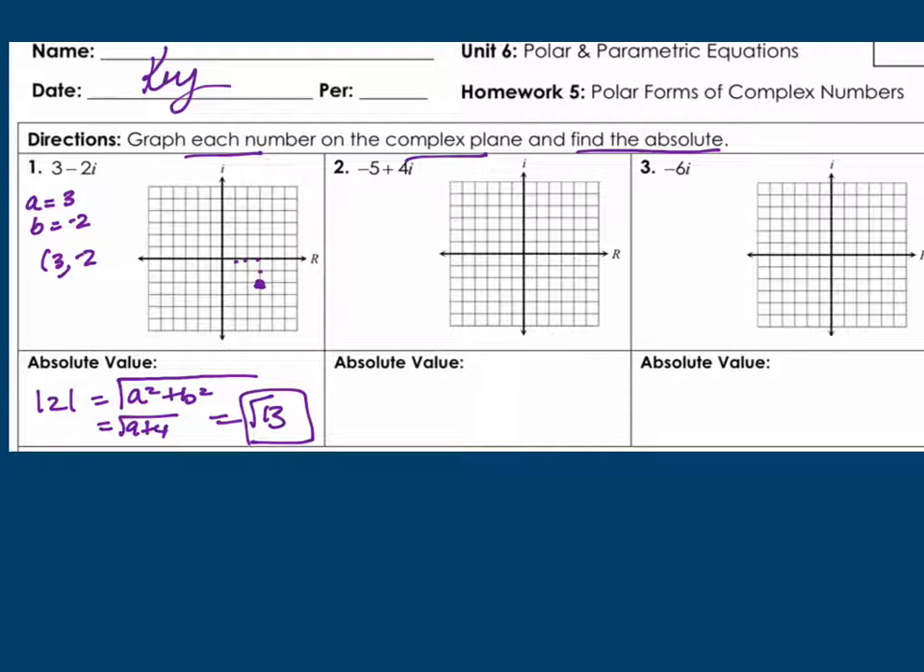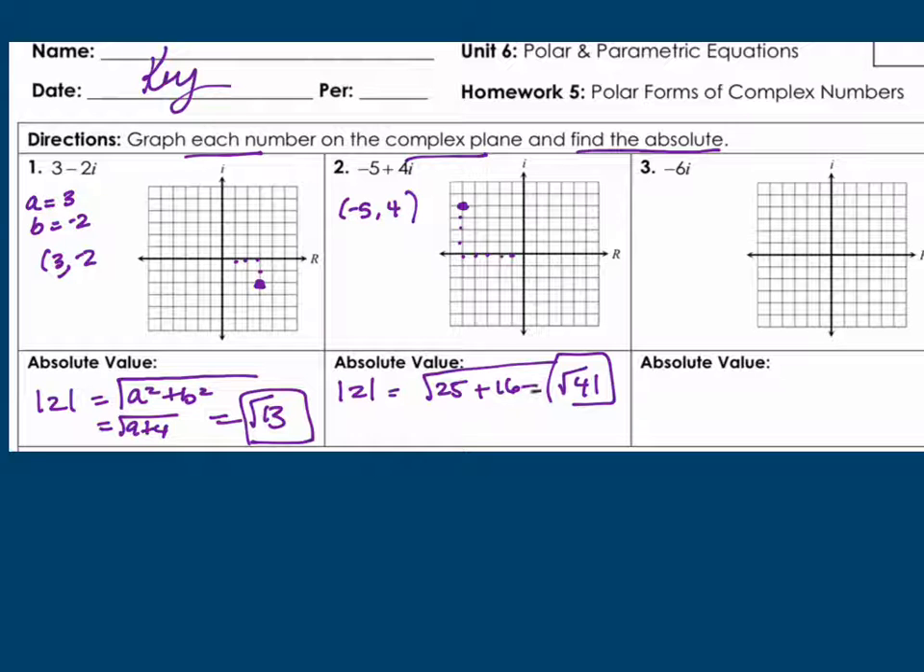All right, next one, I would have a -5, 4. 1, 2, 3, 4, 5, 1, 2, 3, 4. So there's the point right there. And the absolute value would be the square root of 25 plus 16, or the square root of 41.